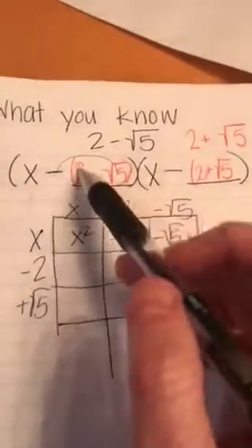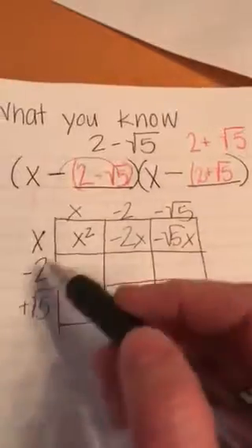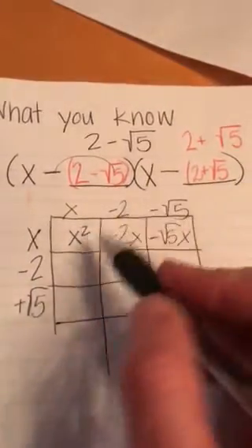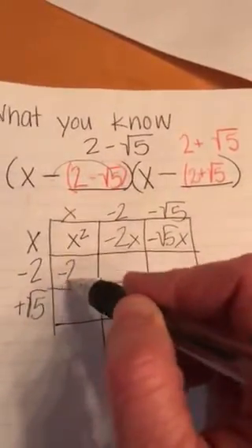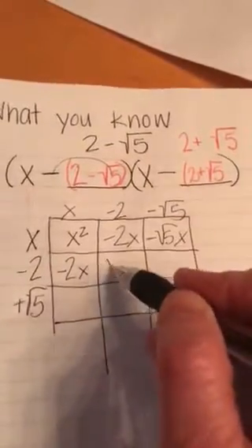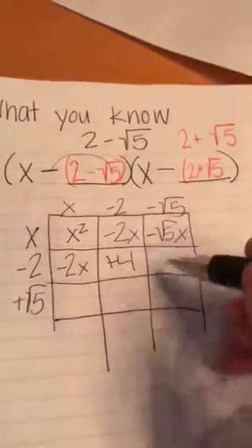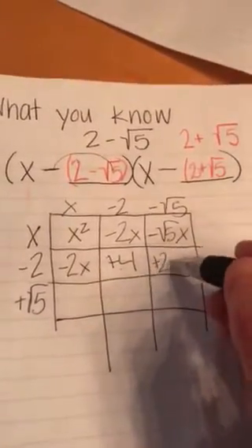Right? Now, minus 2, I'm going to take this times everything. So minus 2 times that x is negative 2x. Negative 2 times negative 2 gives me positive 4. Negative 2 times negative square root of 5 gives me positive 2 square root of 5.